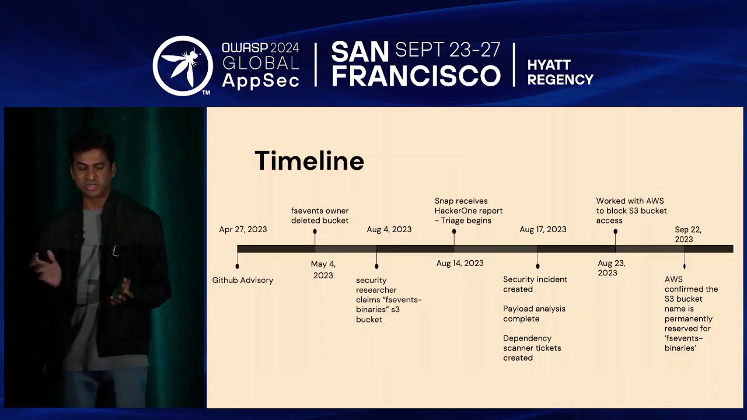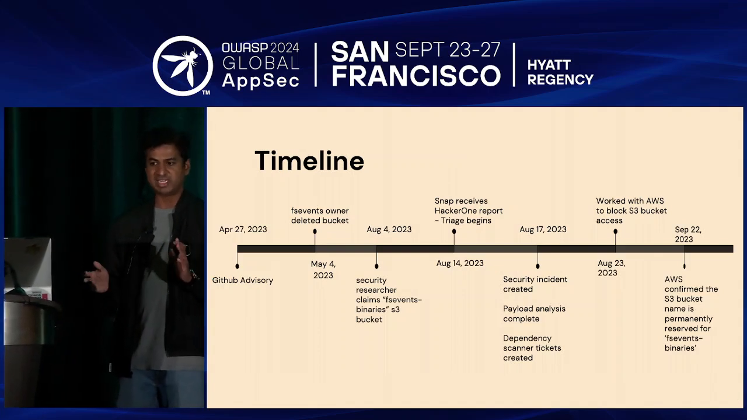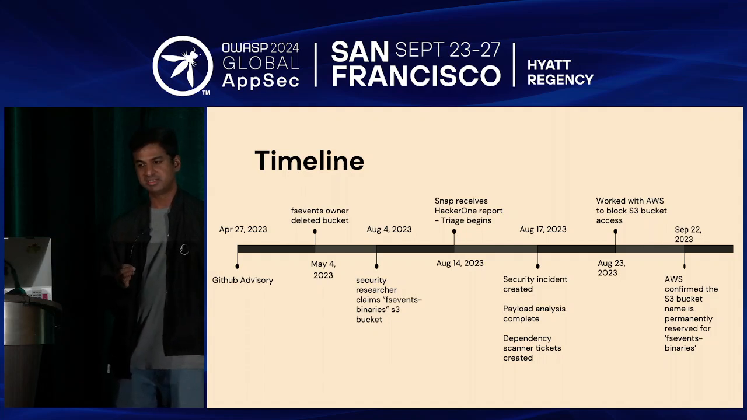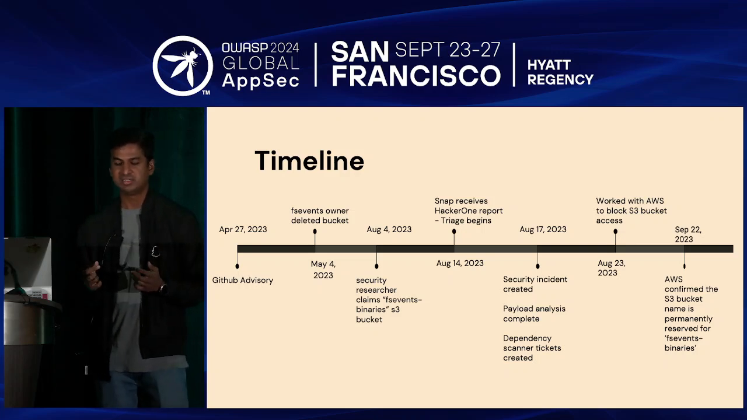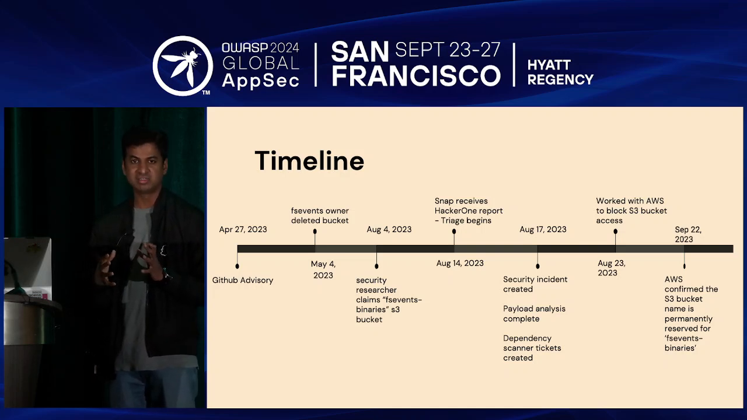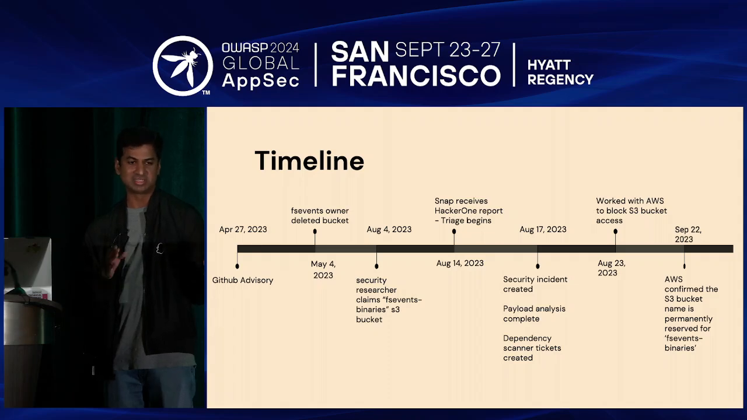So let's tie it all together. What really happened last year, there was a GitHub advisory. They fixed the issue, and apparently the developer deleted this S3 bucket. Three months later is when we started seeing this HackerOne bug bounty submission. It's interesting to know that this is because of AWS behavior. If you delete a bucket on AWS, it takes up to 3 months for that namespace to be released, and anyone can claim it.